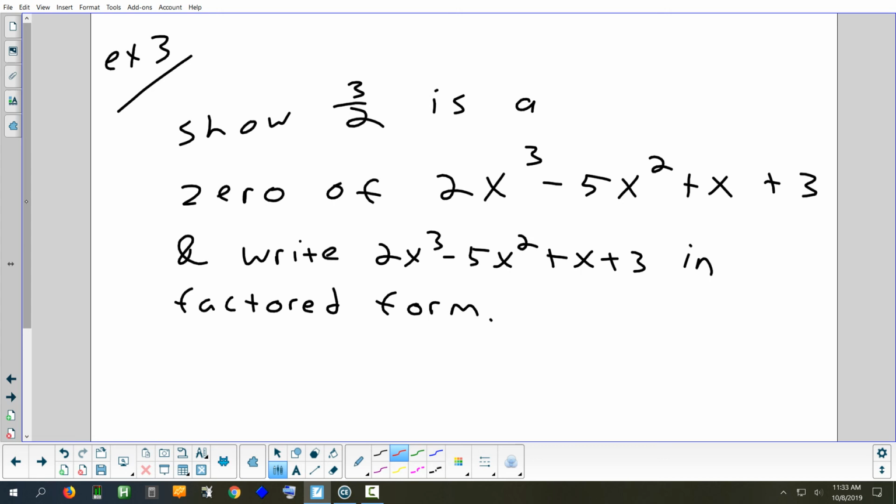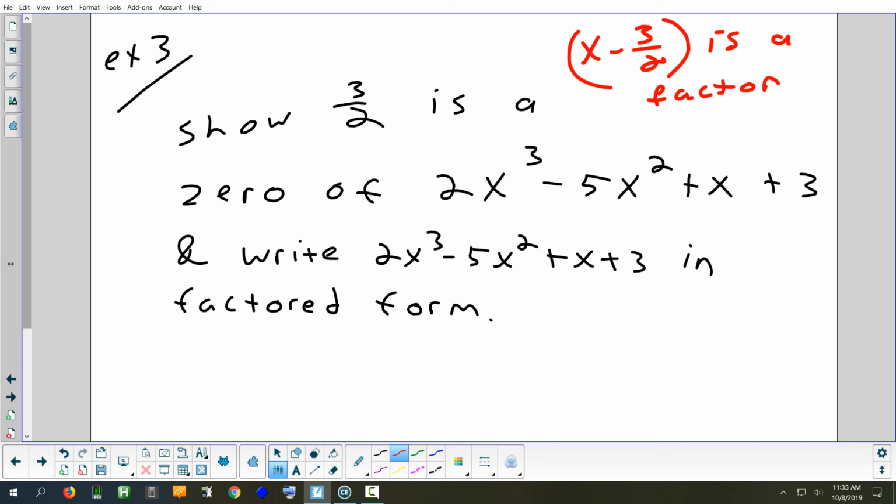So, to show 3/2 is a root, what else does that mean? If 3/2 is a root, then x minus 3/2 is a factor. So what I'm really going to do is show x minus 3/2 is a factor. That's what I'm going to show. And if I can show x minus 3/2 is a factor, then that will show what they really want: that 3/2 is a root. How am I going to show x minus 3/2 is a factor?